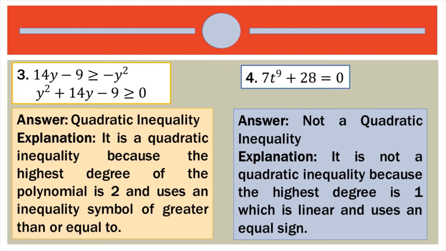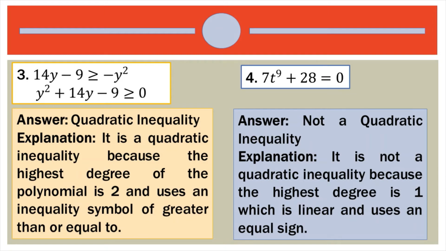Okay? So for number 3, we have 14y minus 9 is greater than or equal to negative y squared. First, you need to transform negative y squared to the left side of the inequality. So from negative y squared, we have y squared plus 14y minus 9 is greater than or equal to 0. For our answer, this is a quadratic inequality. Why? Because the highest degree of the polynomial is 2 and of course it uses an inequality symbol of greater than or equal to.